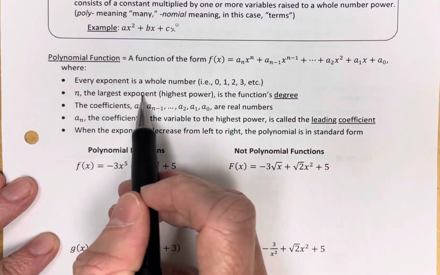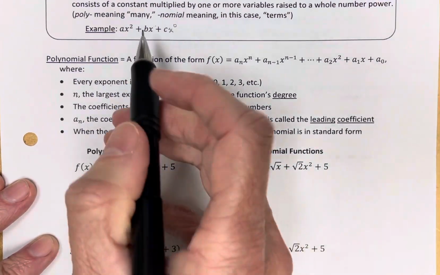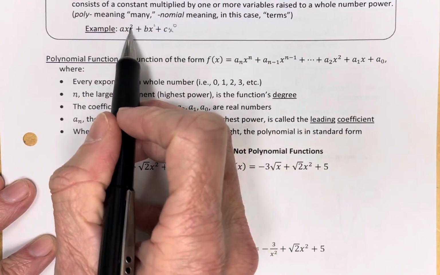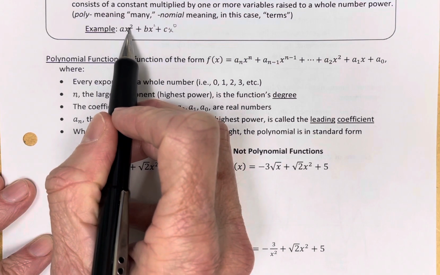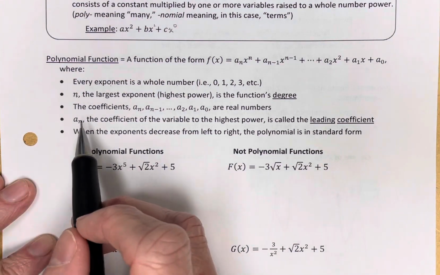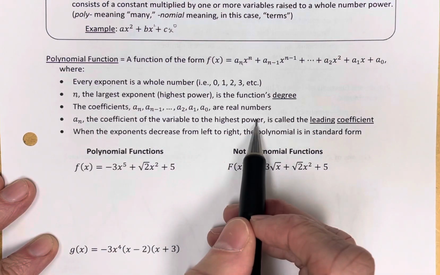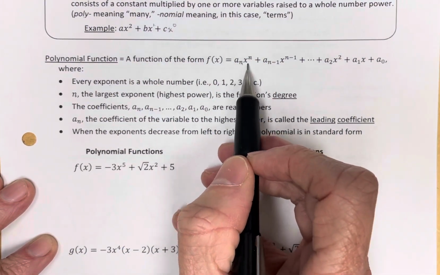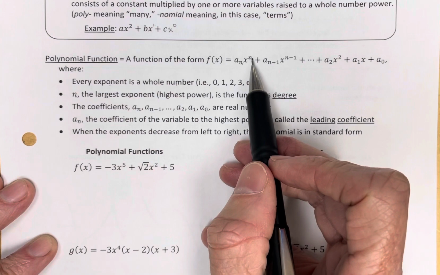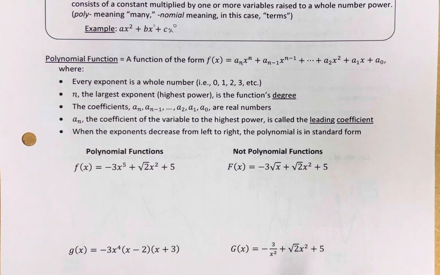n, the largest exponent or the highest power, is the function's degree. So go back up to here. This is a 2, put a 1 there. So the highest power is the function's degree. This is a second degree polynomial. The coefficients are all real numbers. a sub n, which is the coefficient of the variable to the highest power, is the leading coefficient. And finally, when the exponents decrease from left to right, as you see here, decreasing in this case by 1, the polynomial is in standard form.